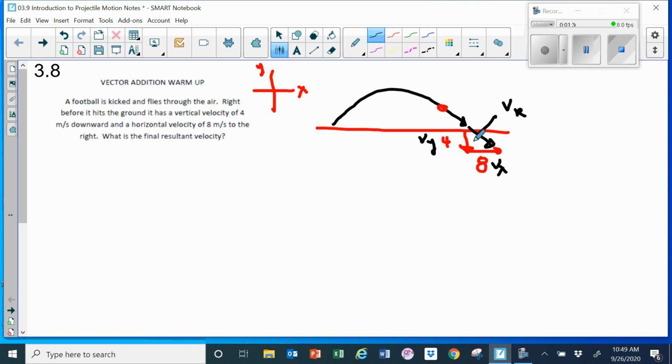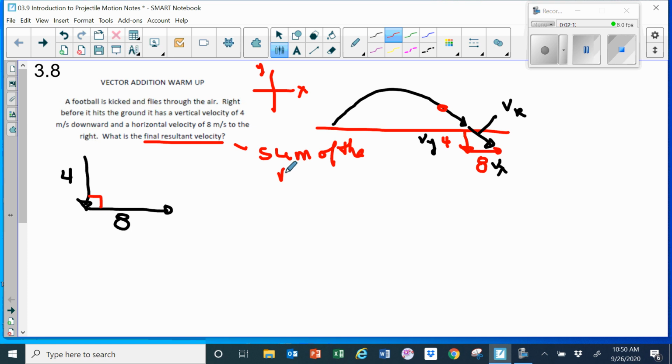So let's talk about it. I'm going to blow this up a little bit so you can see it. We've got a vertical component of the velocity, which is 4 meters per second, and a horizontal component of the velocity, which is 8 meters per second. Notice these are broken into two parts, and they're 90 degrees from one another, so this is a right angle. I want the resultant velocity, which is basically the sum. When asked for the final resultant velocity, it wants the sum of the vectors.